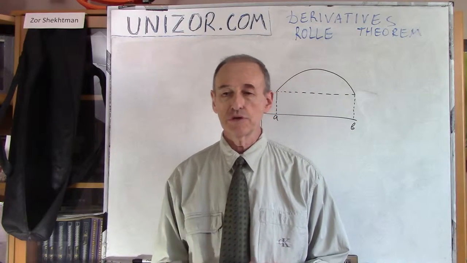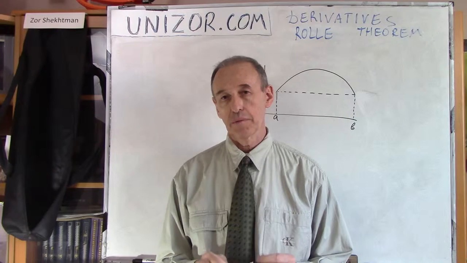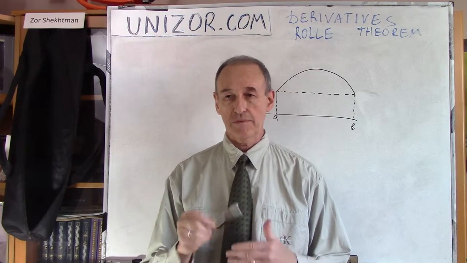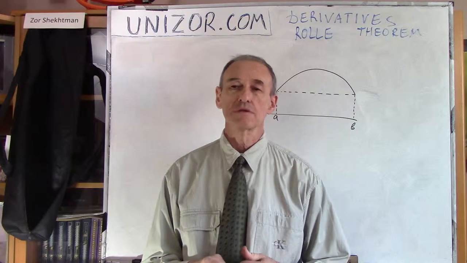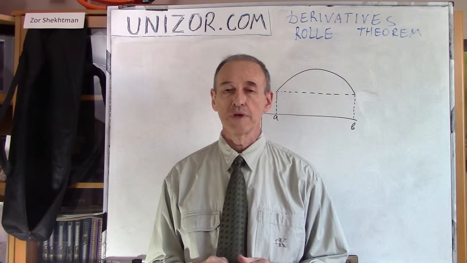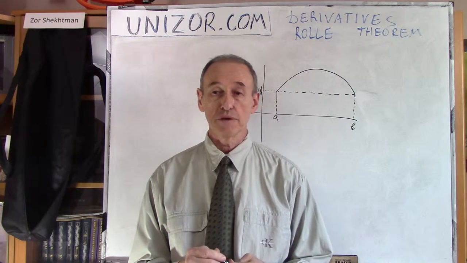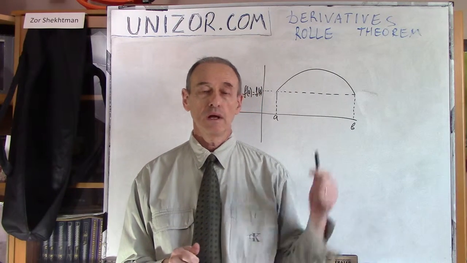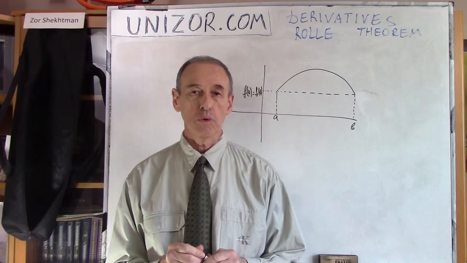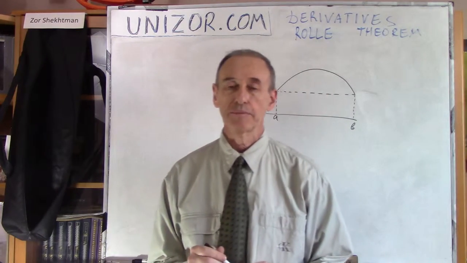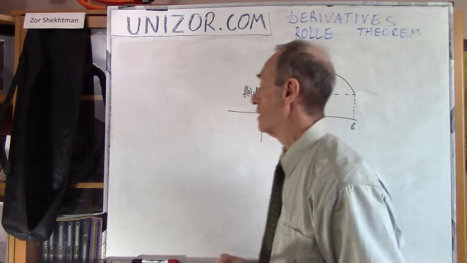I would like to continue talking about different important theorems which have certain names of mathematicians who proved them. The previous lecture was about Pierre Fermat's theorem. Now, this one is called Rolle's theorem. Rolle, that's the name of the guy. So, what is it all about?